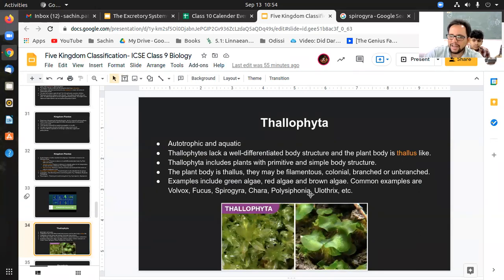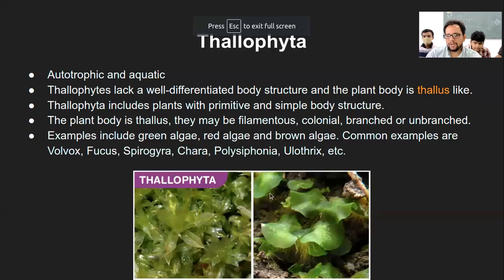Other names are a little complicated, so you can try to remember, but again not compulsory. For sure you should know minimum 2 examples of each of the categories. So here you can remember green algae, red algae, brown algae, and Spirogyra. These are the commonly found examples. Again, any question in Thallophyta?